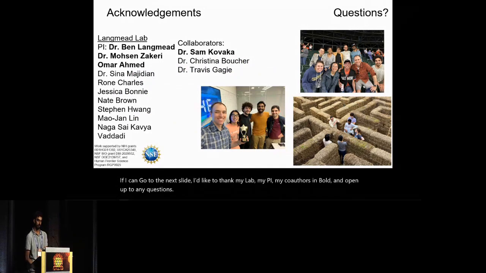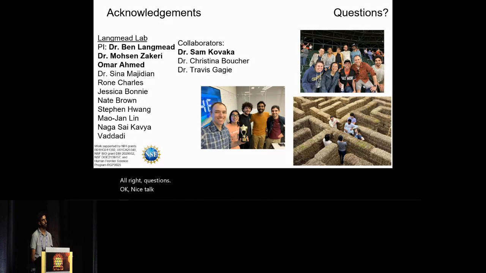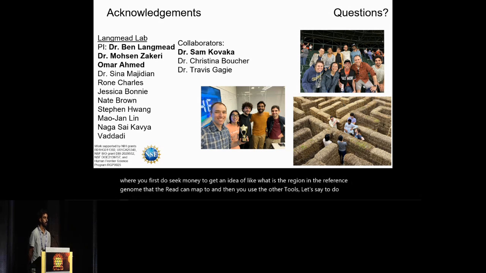All right, questions? Hey, Vikram. Okay, nice talk, thanks. So how practical would it be to do base level mapping, let's say with Sigmoni? And I'm curious whether it would also be useful to do a two-level approach if it is not practical. Let's say you first do Sigmoni to get an idea of what is the region in the reference genome that the read can map to, and then you use other tools to do the base level mapping. So I'm curious about that.